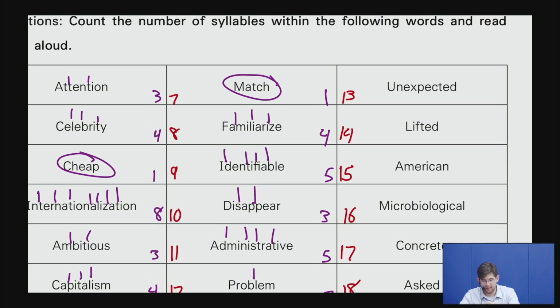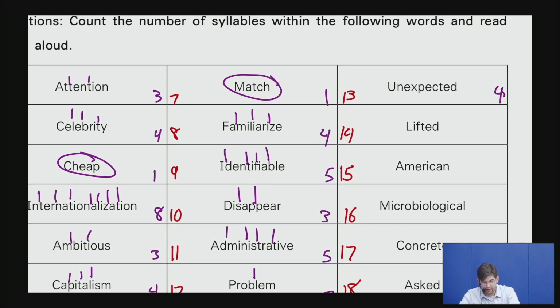Unexpected. Unexpected is a 4-syllable word. It has a prefix. It has a suffix. And in the middle, we have a vowel, consonant, vowel. Or sorry, a vowel, consonant, consonant, vowel. I said that wrong. Lifted. Lifted is a 2-syllable word. It breaks at the suffix, lifted. Or it also breaks at the vowel, consonant, consonant, vowel.